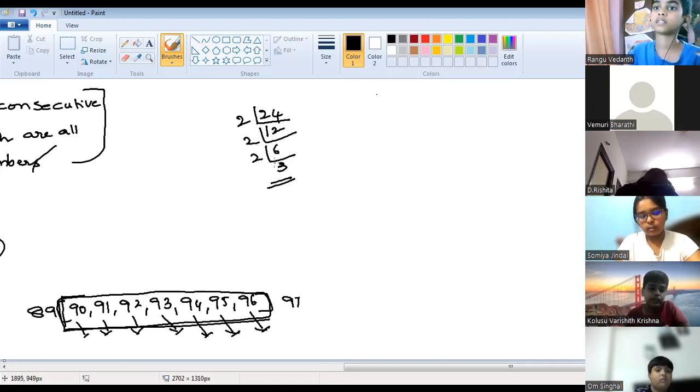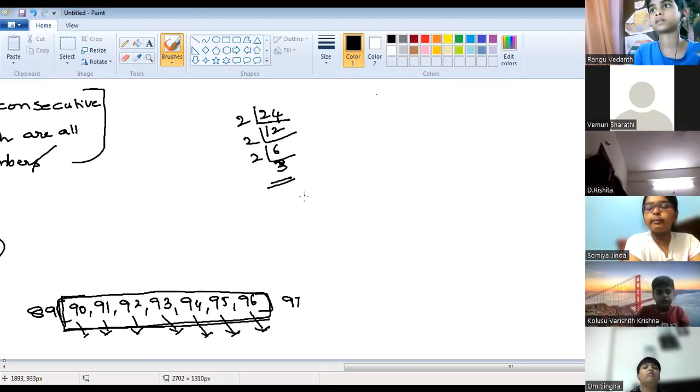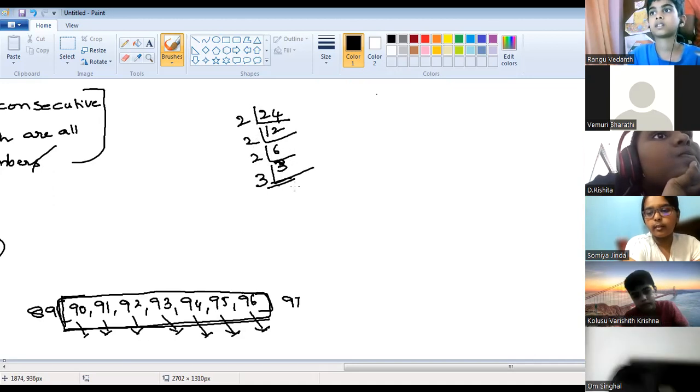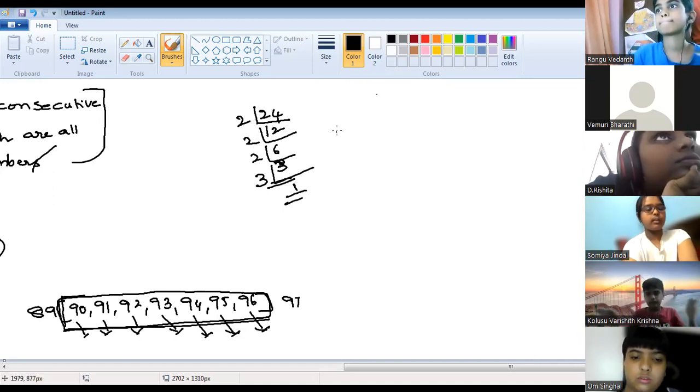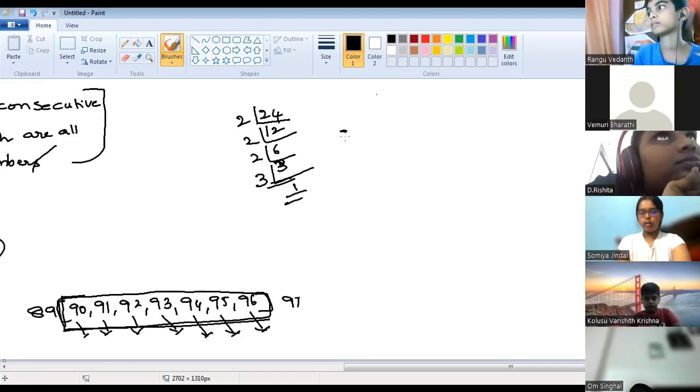You can stop, children, if you are getting lost. Ma'am, if we want to make it 1 also, we can. 3 ones are 3. If you want, you can further divide till 1, but till a prime number is enough, children. You can stop when you reach a prime number.